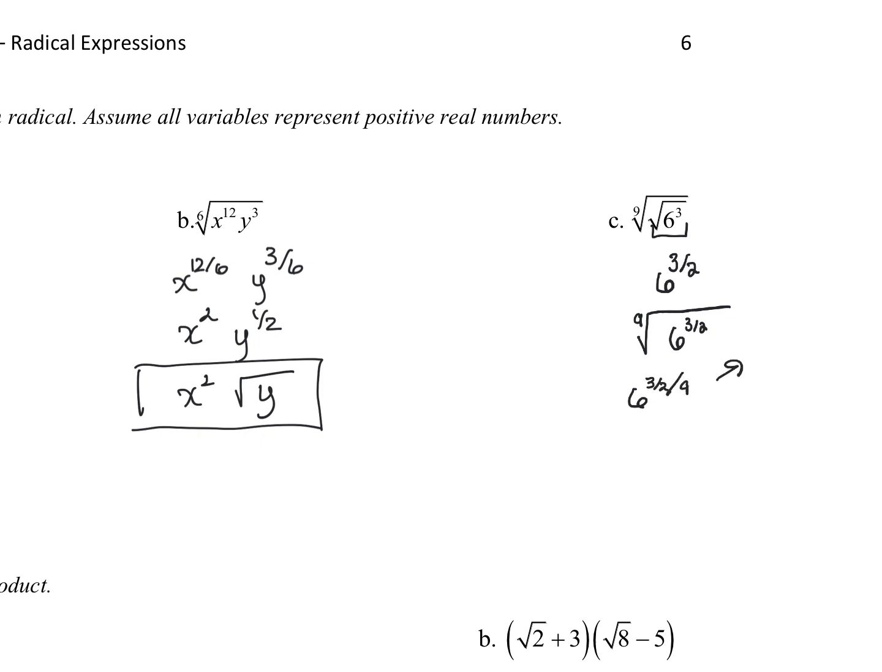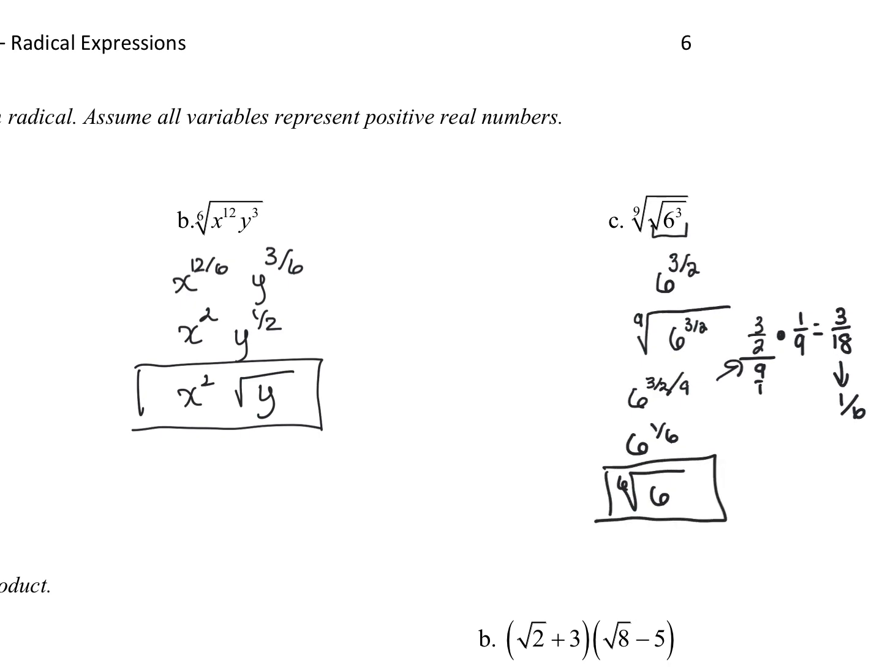So that's 3 over 2 divided by 9, or 9 over 1. Keep, change, flip results in 3 over 18, and 3 over 18 reduces to 1/6. So now I have 6 to the 1/6, which I can write as the 6th root of 6 to the first power.